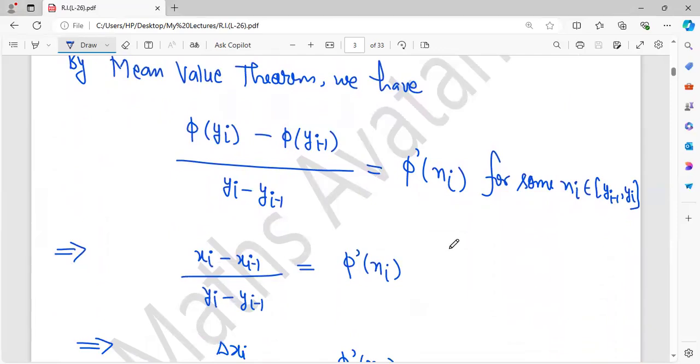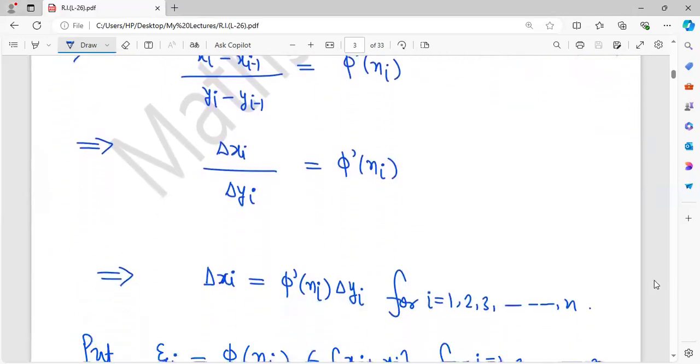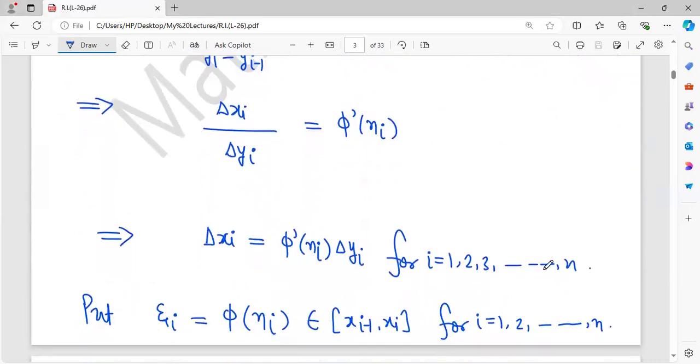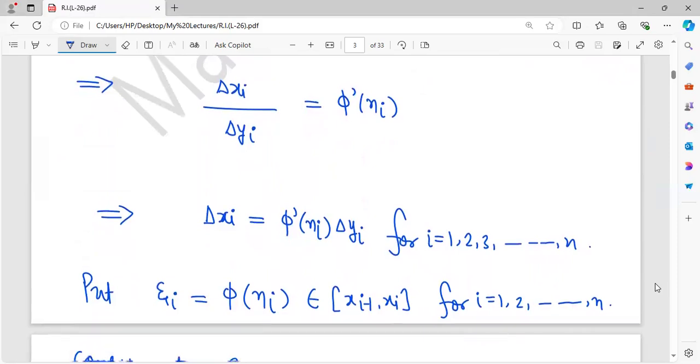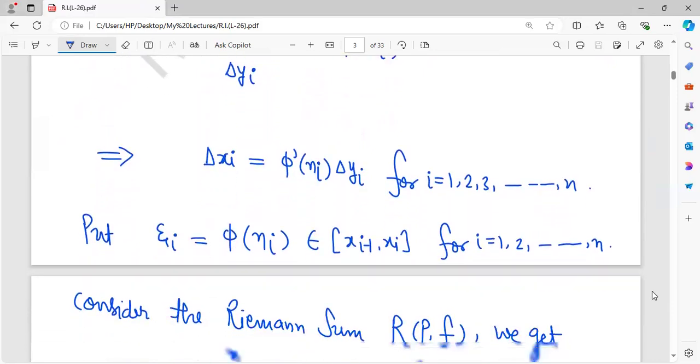So what is this? This is nothing but x_i minus x_{i-1}, so it will become delta x_i upon delta y_i. So we got this for i going from 1 to n. Now I am taking xi_i equal to phi(eta_i), for i going from 1 to n. And now we can consider the Riemann sum of f.